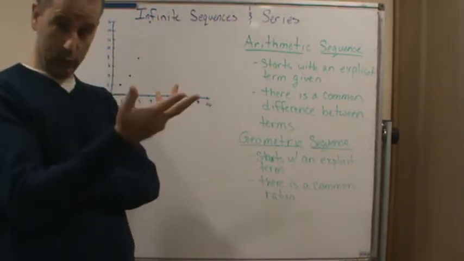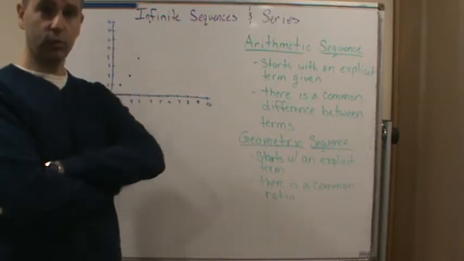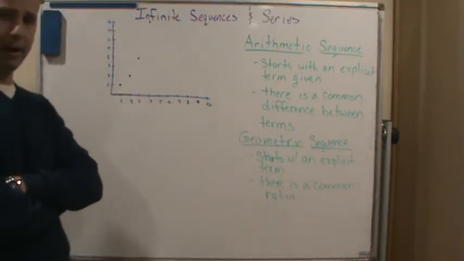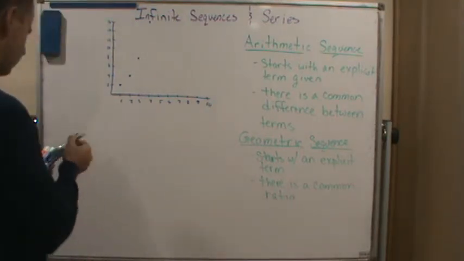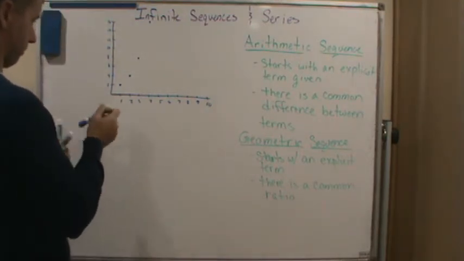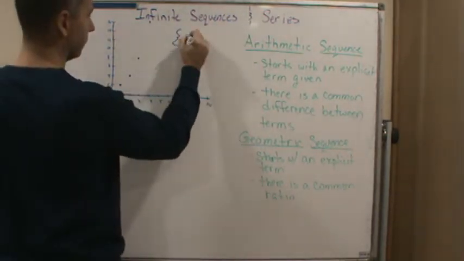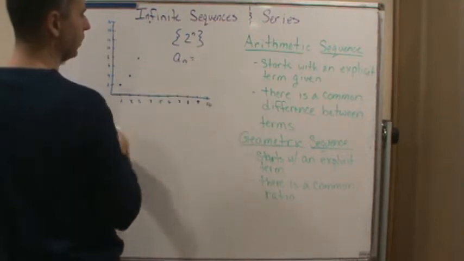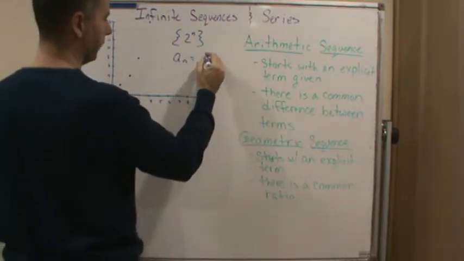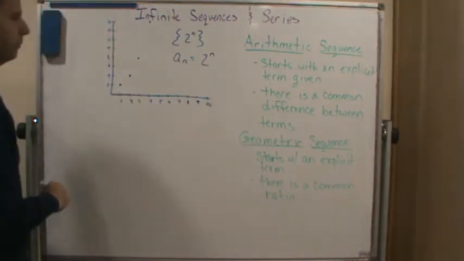Since we can represent it as a discrete function, where the domain of the function is the positive integers, it makes sense that we can graph these. And if we look at the sequence that we saw before, we could say a sub n equals 2 to the n.